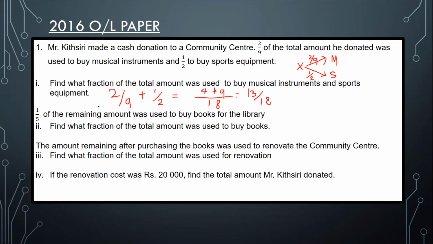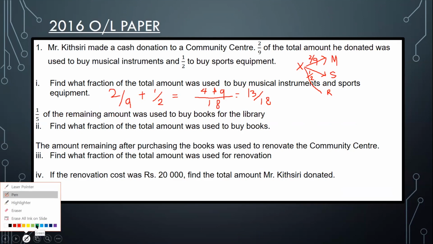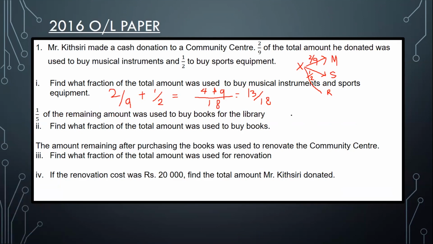Okay. 1/5 of the remaining amount was used to buy books for the library. So here, if I take another branch, that is the remainder. From the remainder, they are taking a 1/5 portion to buy books. I'll write it as B.